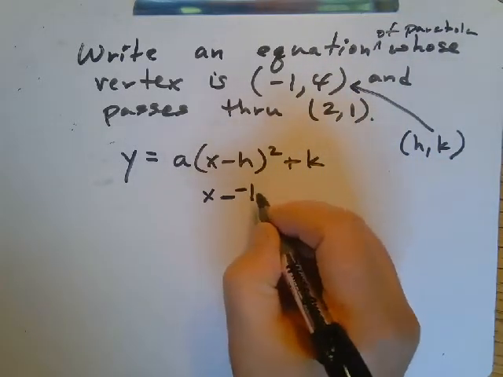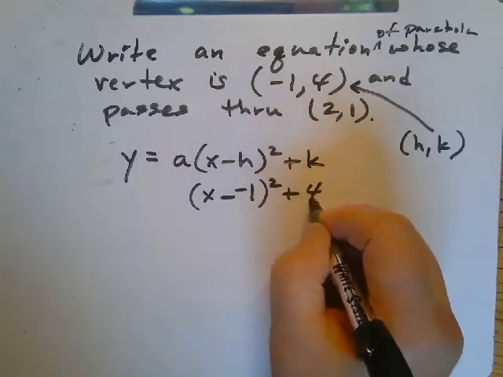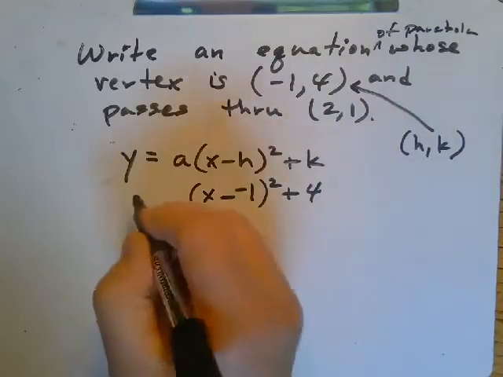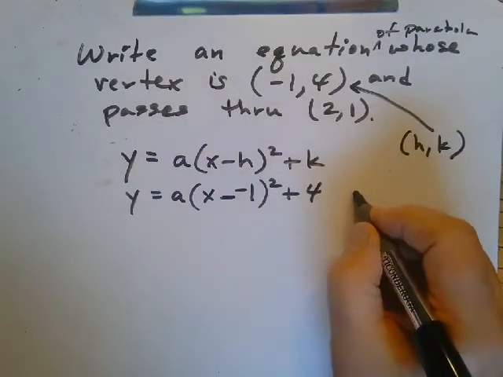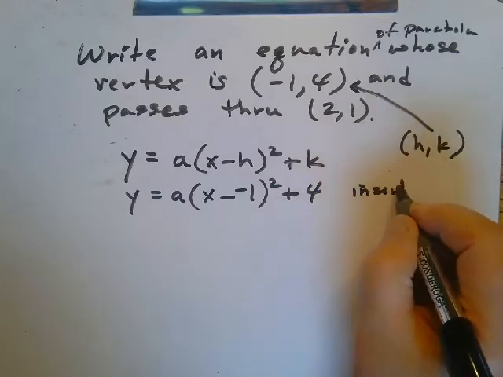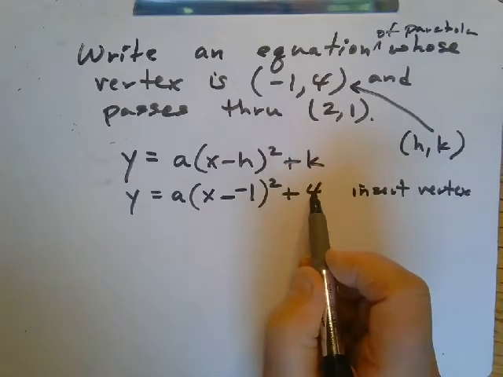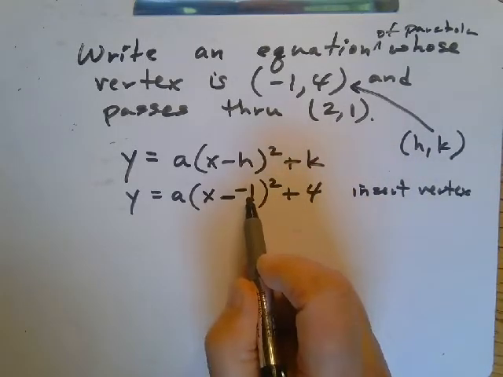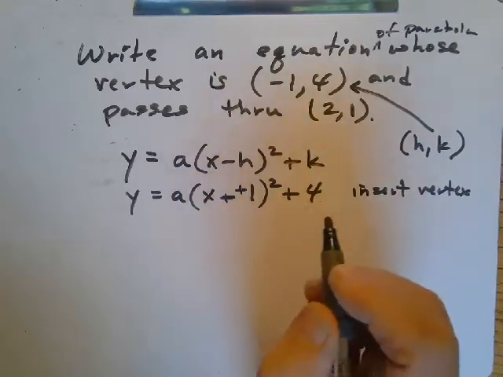Oh, h is negative 1. And k is 4, okay? So there, I plugged the vertex in. So we insert the vertex, and we've done that now. We plugged k in here, and we've plugged in h. By the way, I can go plus plus here, can't I?